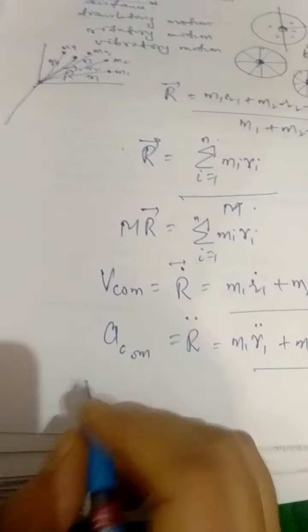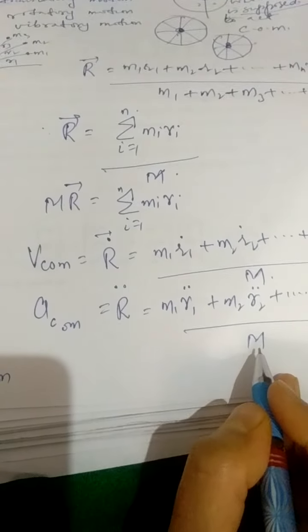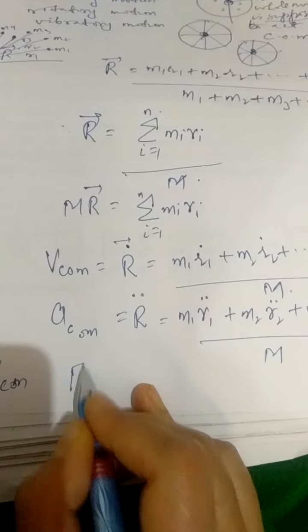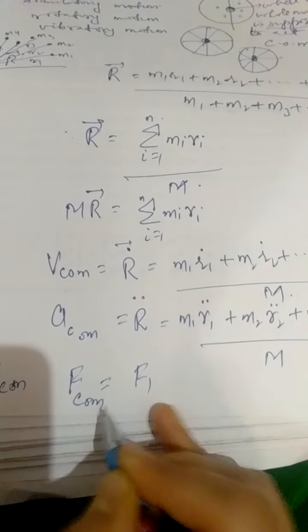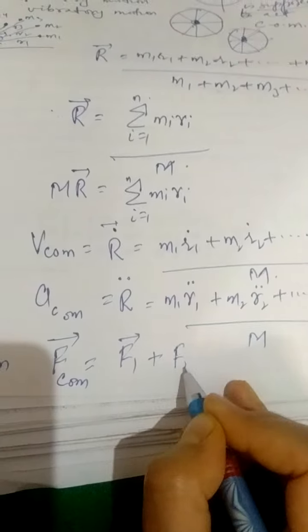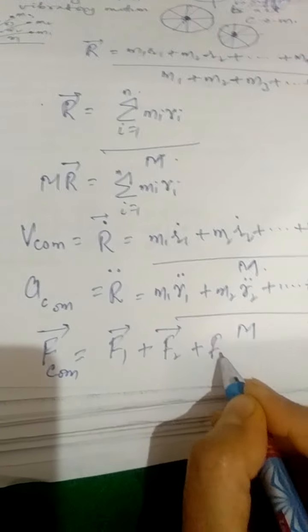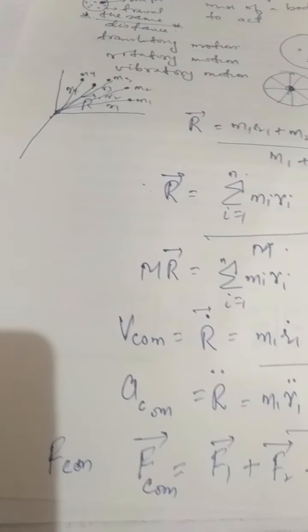Similarly, the force on the center of mass can be found from the same expression. We can take this mass here, so it is F, so it is F1 and so on. So the force acting on the center of mass is the sum of the forces on the constituent particles. And these are various relevant equations about the center of mass, right?